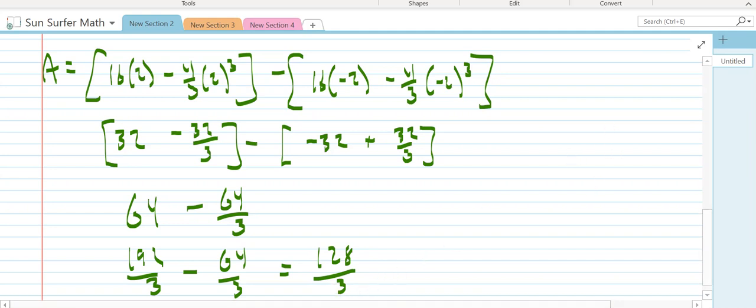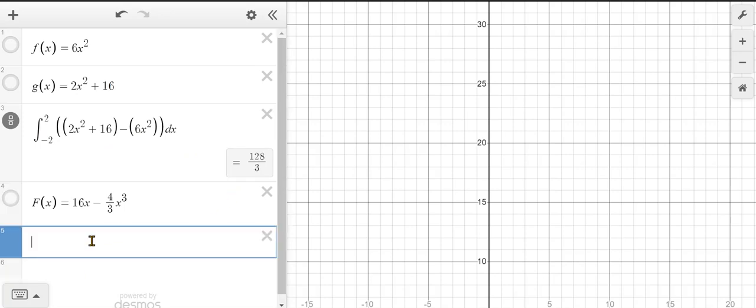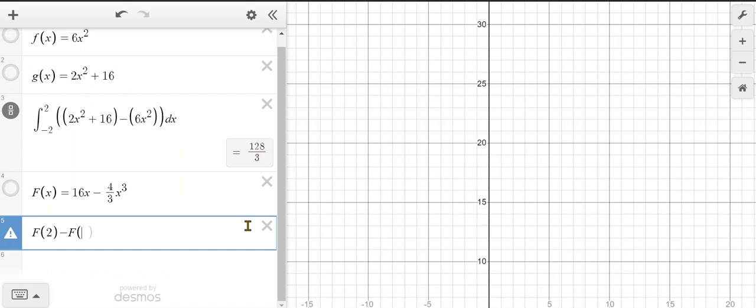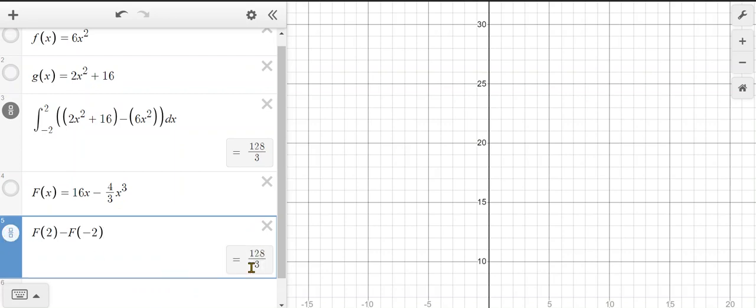Let's go back to Desmos now. In Desmos, we already know that that is the correct answer because that is what our integral told us. But let's just see how we can verify that using the fundamental theorem of calculus in Desmos. So all we have to do now, because we've written the antiderivative here, is write capital F paren 2, that was my upper bound, right paren, minus capital F left paren, negative 2, right paren. And changing that to fractional form, we get 128 over 3.